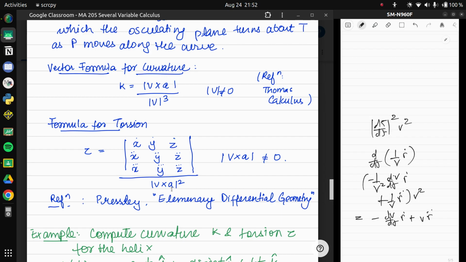Interesting. And so what we are claiming is that this guy's magnitude is the same thing as that. Sure. Right. So basically it's the magnitude of v r double dot minus dv by dt r dot. Yeah. So how is that v cross a? dv by dt.